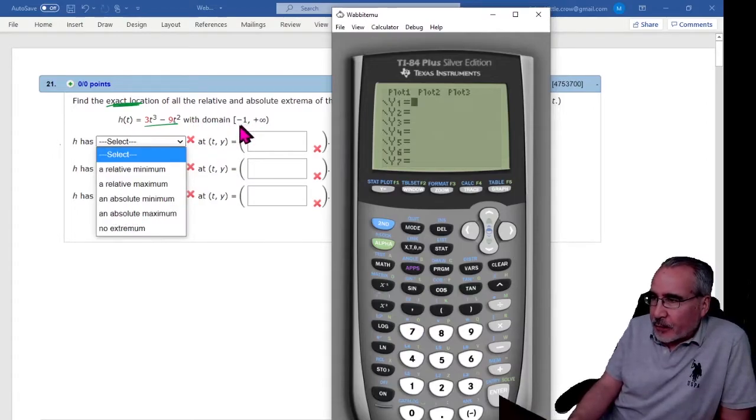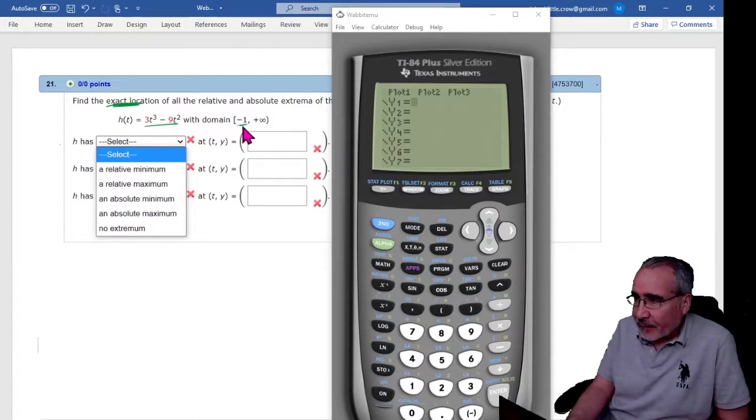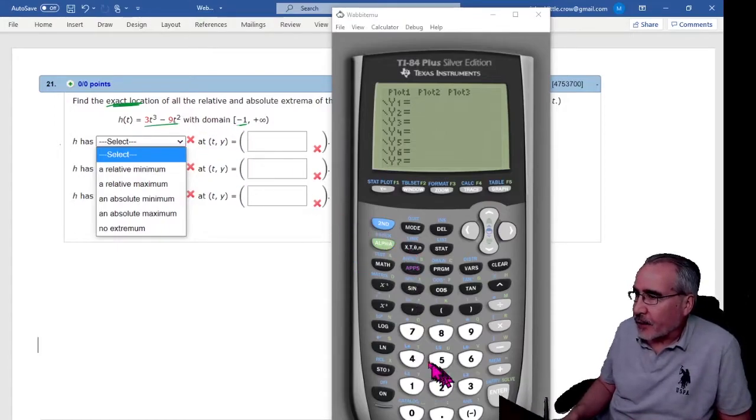So, and remember, we always want to look at endpoints. Now, infinity is not really considered an endpoint because it doesn't end. But -1 we'll have to check, and then we'll see from there. So we will go ahead and graph this.